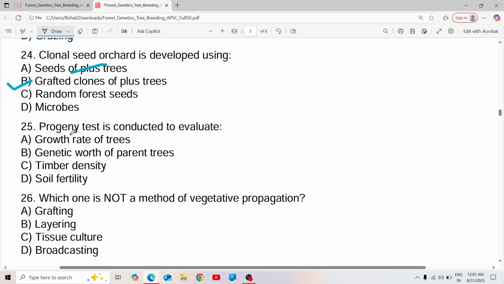Question number 25. Progeny test is conducted to evaluate growth rate of trees. Incorrect. Genetic worth of parent trees is the correct answer.